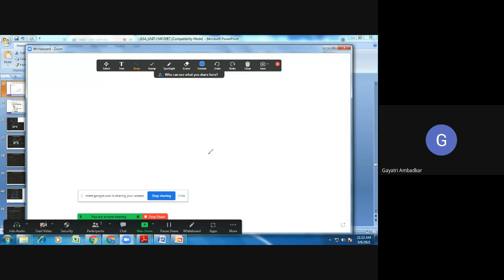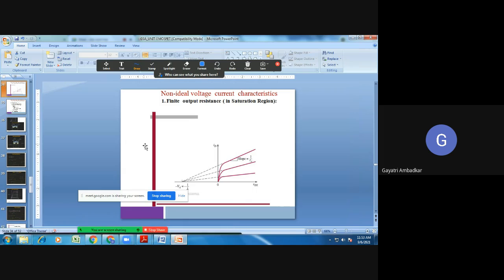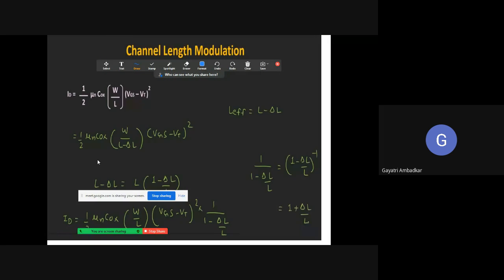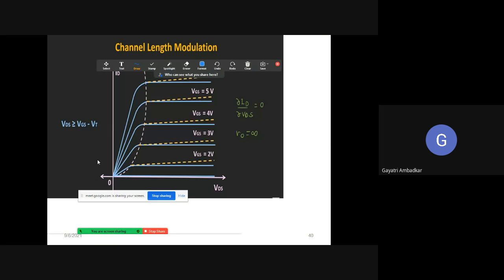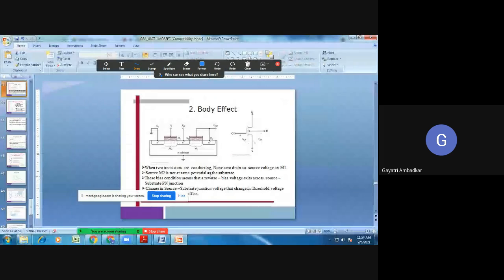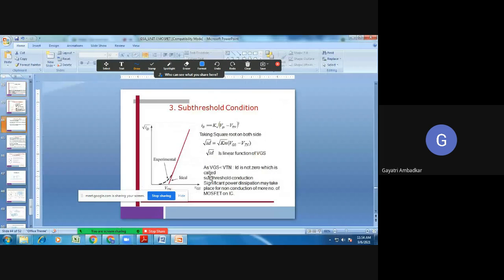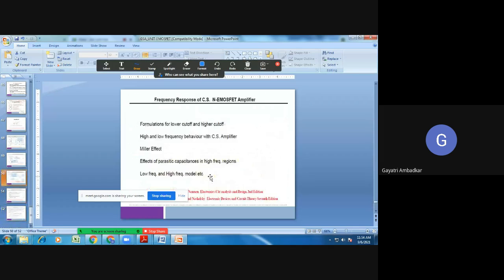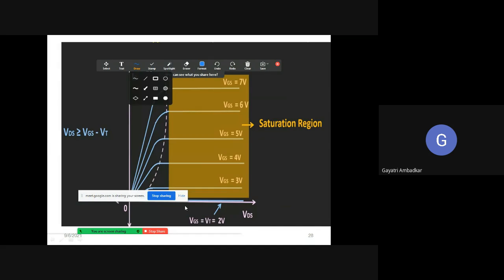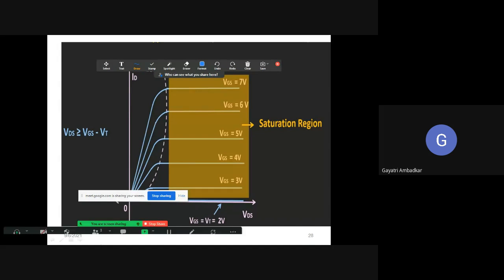Simultaneously, I'll be using the whiteboard. Now you know MOSFET characteristics, how it appears. If you see the MOSFET characteristics, yes, we have studied these MOSFET characteristics.